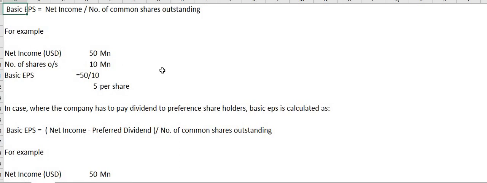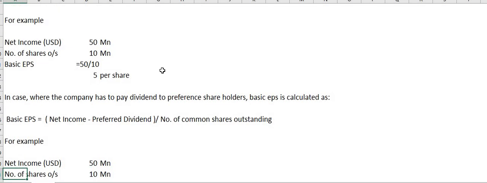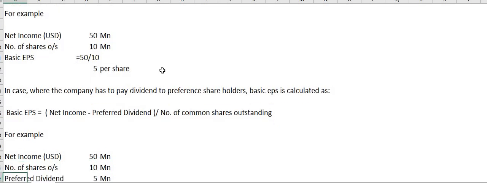So we have seen two cases. In one case, the company did not have any preferred shares and did not have to pay any dividend to the preferred shareholders. So the calculation for basic EPS was pretty simple, straightforward. 50 million was the net income divided by 10 million shares that were outstanding. So the basic EPS calculated was 50 divided by 10, which amounted to $5 per share.